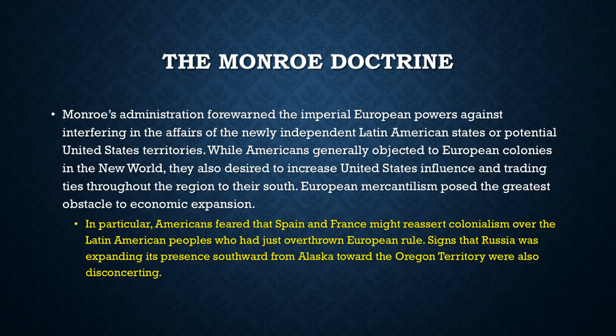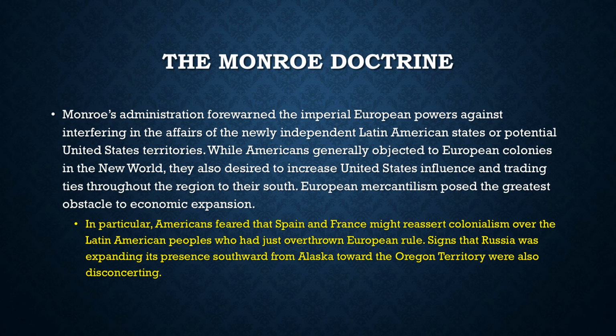Okay, it says here that Monroe's administration forewarned the imperial European powers against interfering in the affairs of the newly independent Latin American states or potential United States territories. It says while Americans generally objected to European colonies in the New World, they also desired to increase United States influence and trading ties throughout the region in the South.